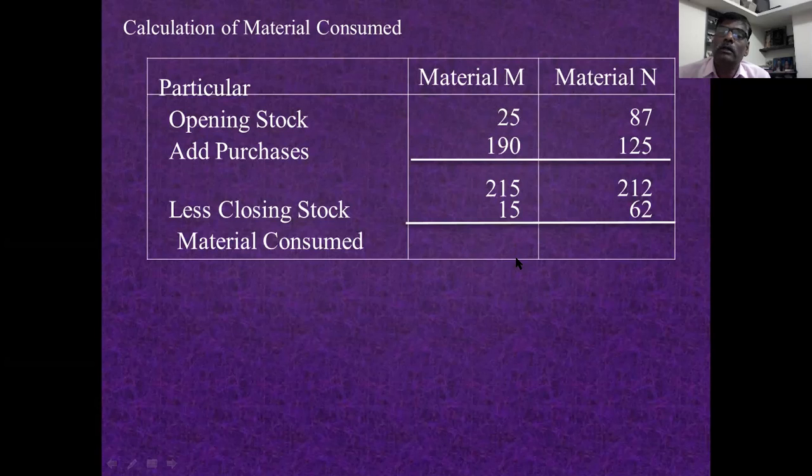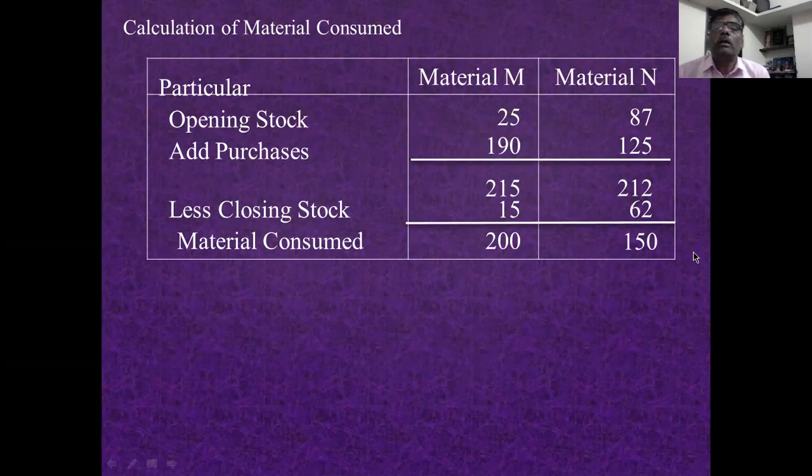If quantity is given, material consumed will be in quantity. If amount is given, material consumed will be in amount. Don't worry. If amount is there, you can calculate the answer in amount. If the quantity is given, you calculate the answer in quantity itself. So material consumed for the first is 200, second is 150. This is the first one.